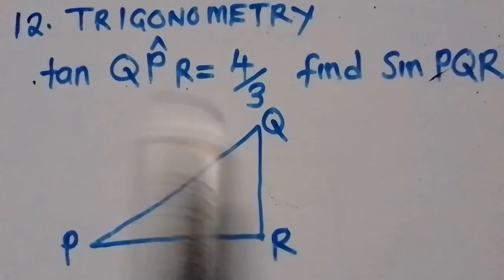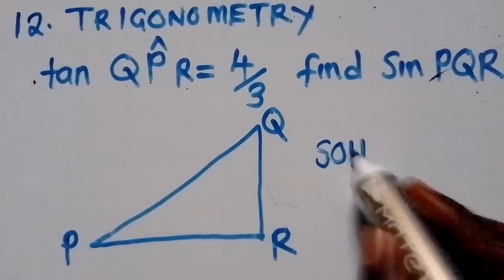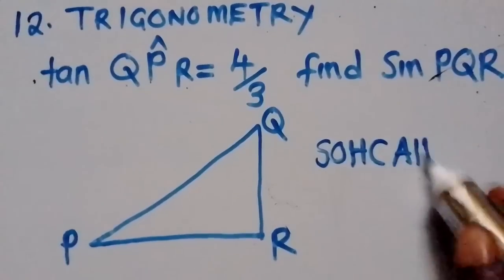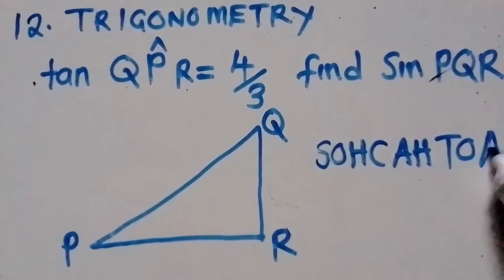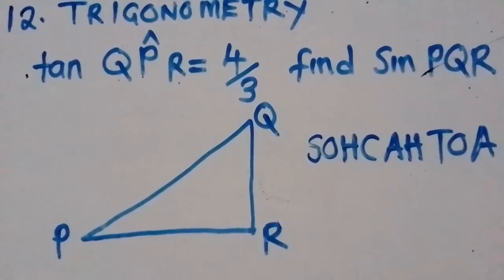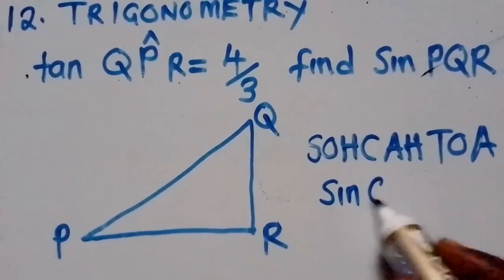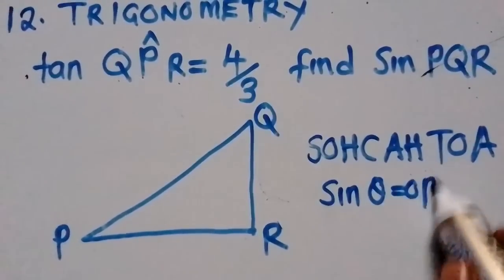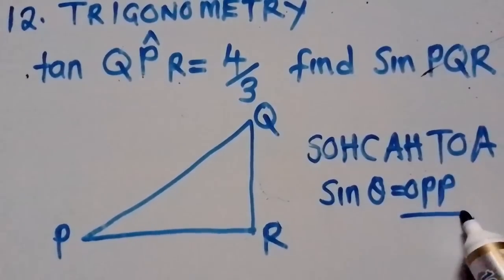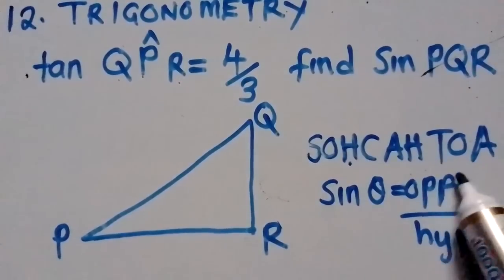So how did they answer that one? They were using what we call SOHCAHTOA. You need to know SOHCAHTOA, and you need to know how to apply it. The first one is sine. Sine theta is equal to opposite over h. H is the hypotenuse. That's what sine means.